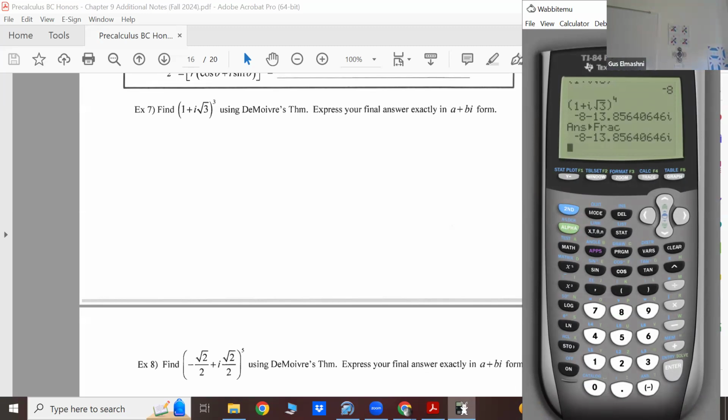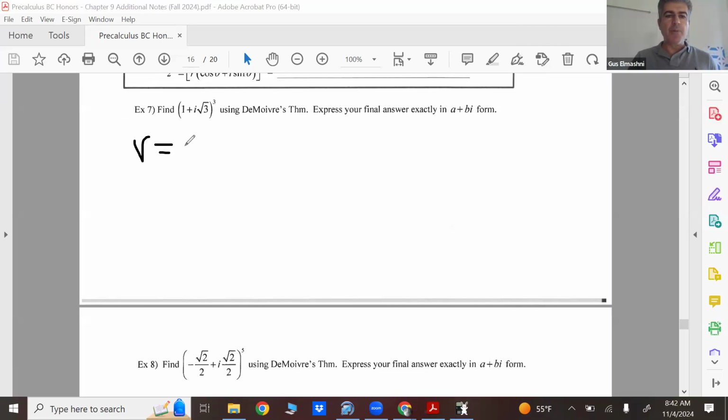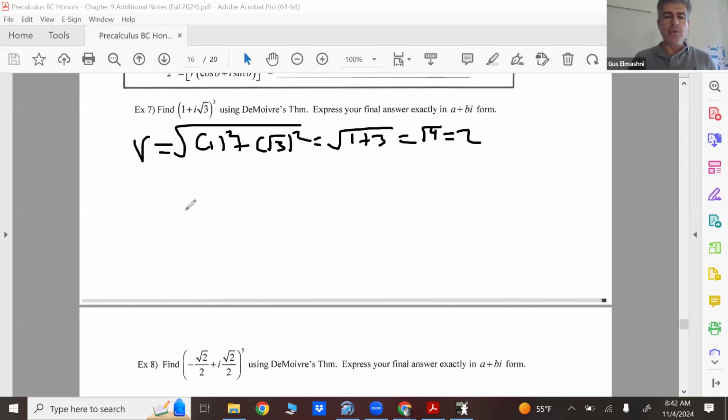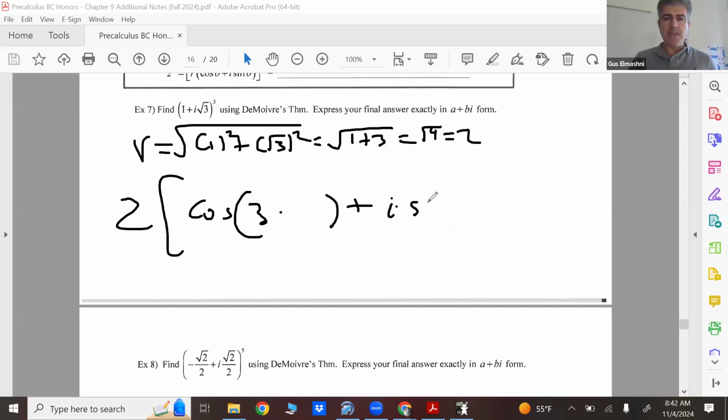All right, let's keep moving, guys. Let's do this problem right now. Really simple. Let's figure out r. r is going to be root of a squared plus b squared. Don't forget that. Which would be root of 1 plus 3, root 4, which is 2. So it's 2 bracket cosine of 3 times blank plus i times sine of 3 times blank.